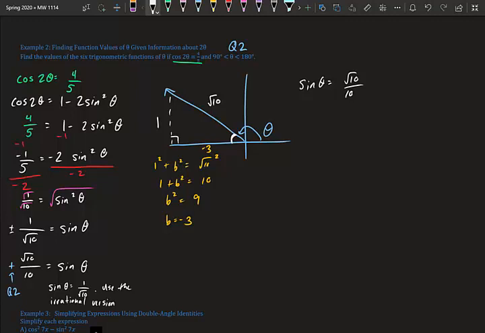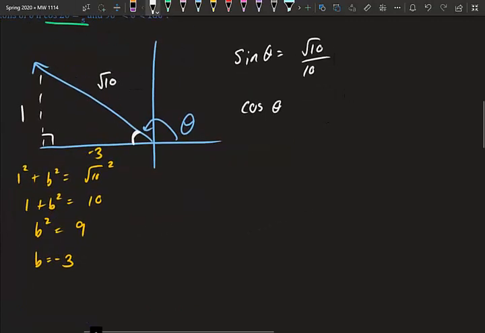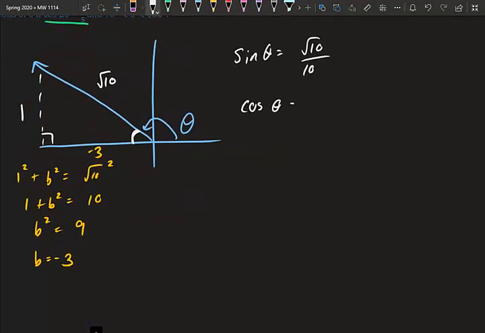Now we need to find cosine. So cosine theta, remember that's adjacent over hypotenuse. So adjacent is negative 3, hypotenuse is square root of 10. We need to rationalize, so negative 3 square root of 10 over 10. Now we need to find tangent theta. So remember that's TOA, so opposite is 1, adjacent is negative 3. You can put the negative wherever you want.